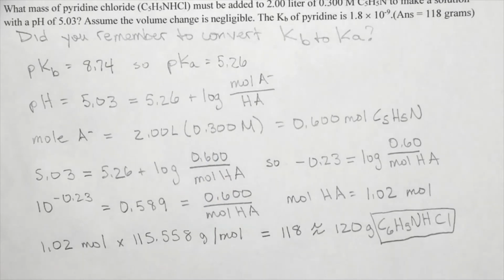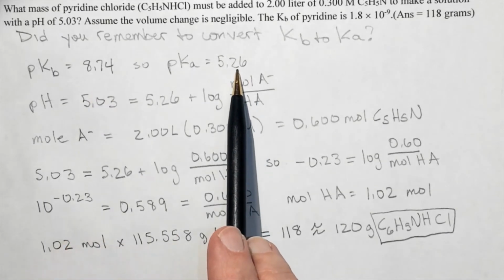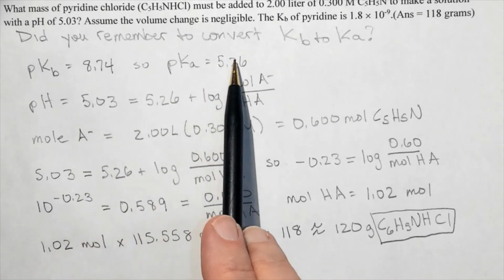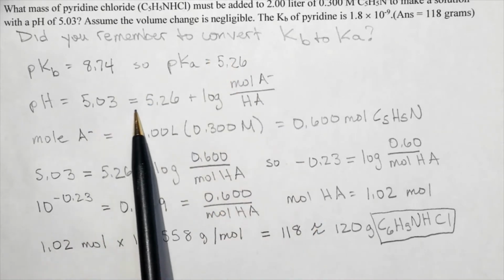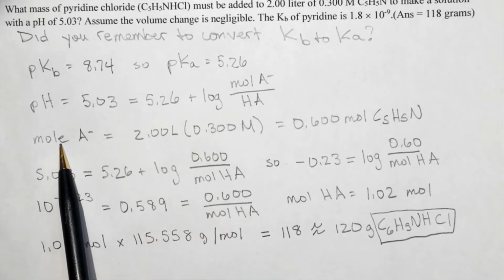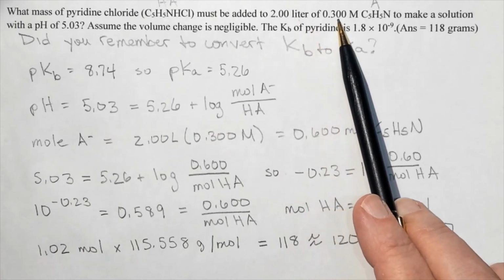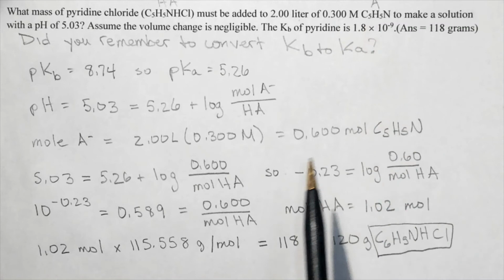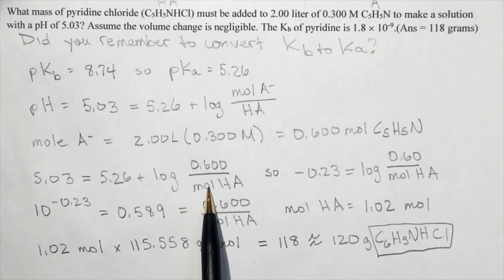Here is the completed problem. So the pKb was 8.74, therefore pKa has to be 5.26. These two will always add up to 14 at 25 degrees. Then we go ahead and plug everything in. We have the moles of A by taking 2 liters of the 0.3 molar A minus here, and that gives us 0.6 moles. Then we can plug it into our equation where we're going to solve for moles of HA.